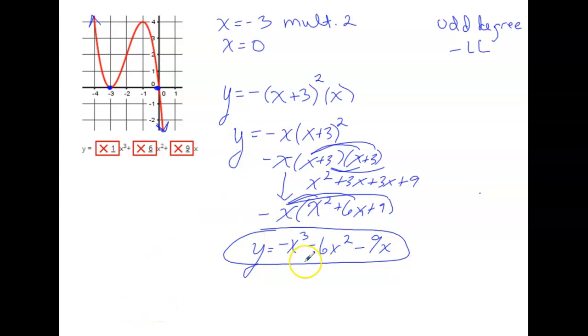So when you compare this with the answer that got typed in, you'll see that your coefficients were all the wrong sign, right? Because you didn't account for the end behavior of the graph. So this should have been a -1 as your coefficient on x cubed, a -6 as the coefficient on x squared, and then a -9 as the coefficient on the x.